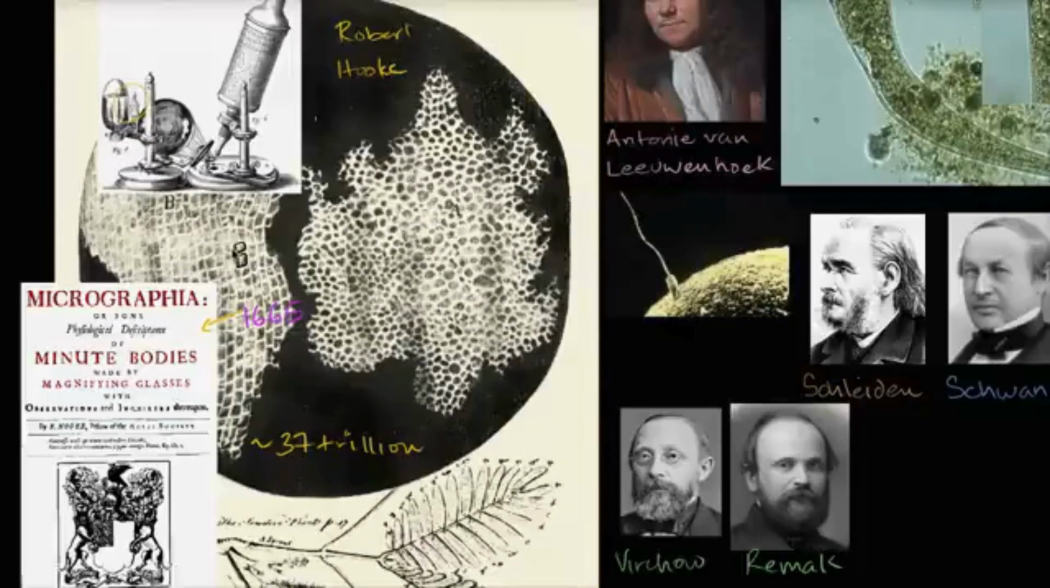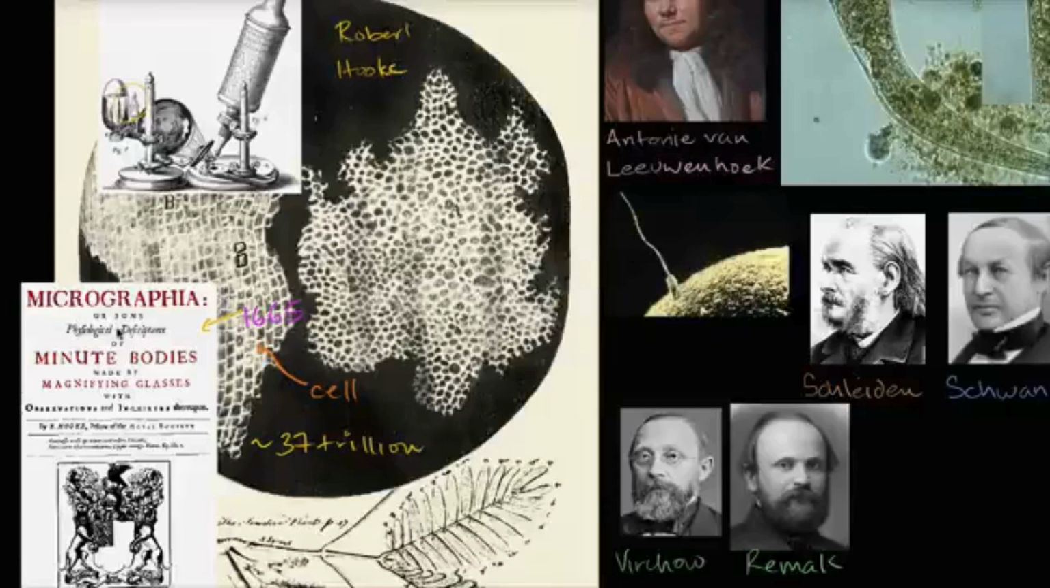And he says, well, this reminds me of these little rooms that monks live in and spend their time in, which we call cells. So he calls these cells, and that's where the word comes from. He calls them cells in Micrographia. That is a cell.